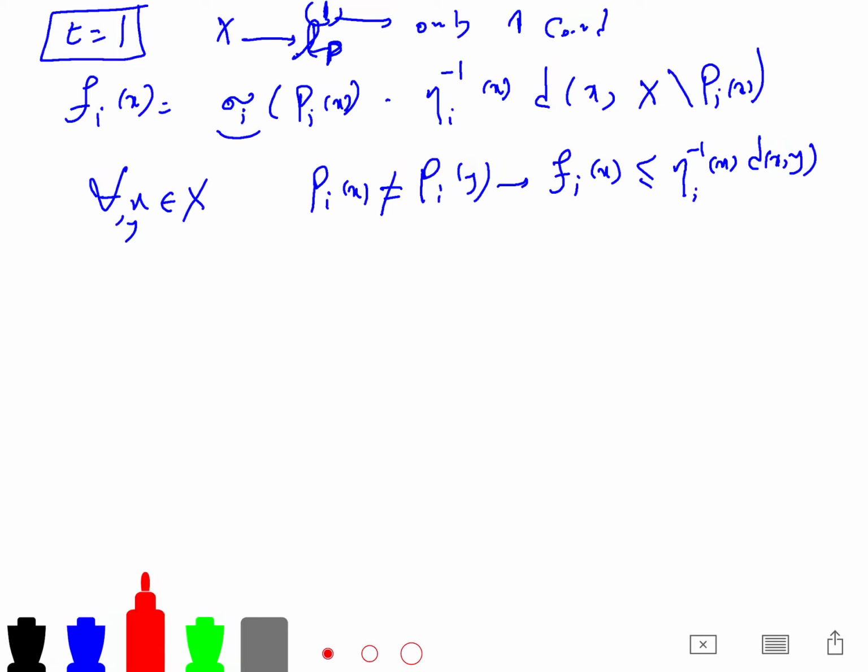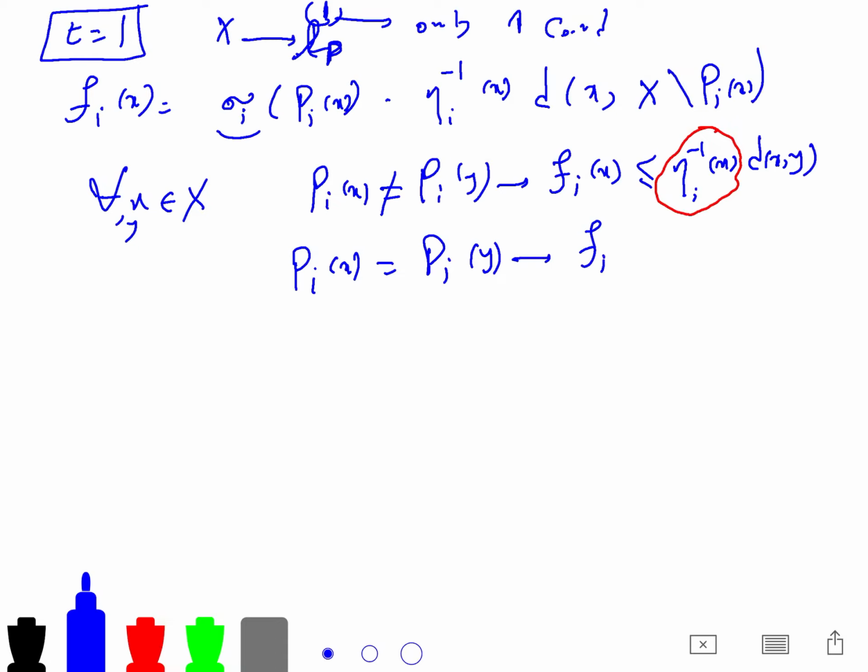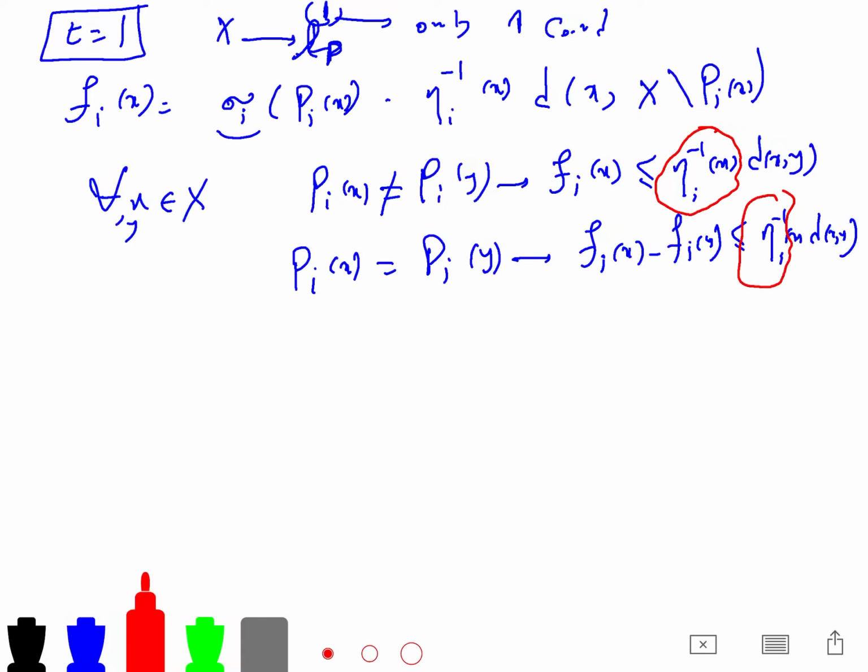Now our improvement with comparison to the previous embedding is that we have another term here. And if they are in the same cluster, it means that f_i of x minus f_i of y is less than eta_i minus 1, the distance of x and y. So in both cases, we get the same result.